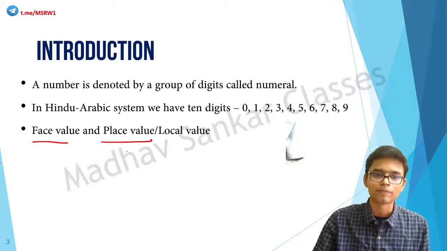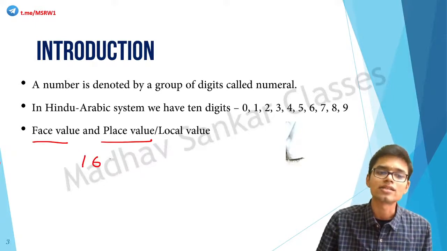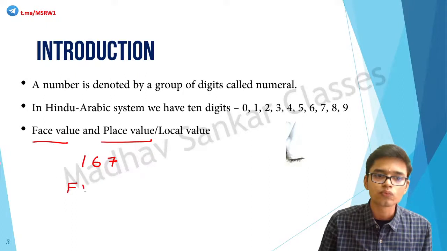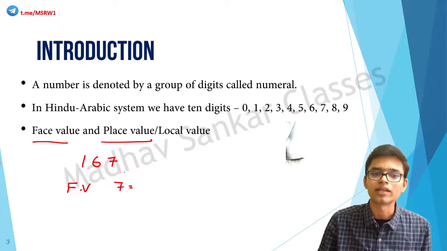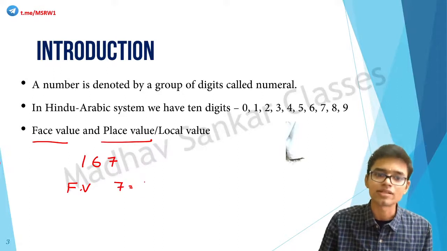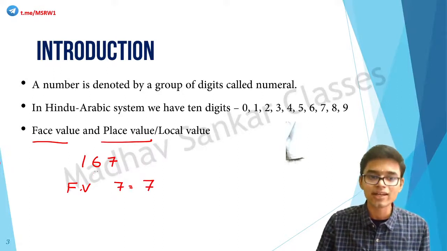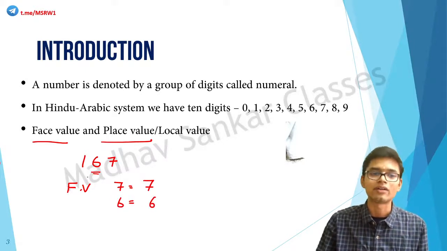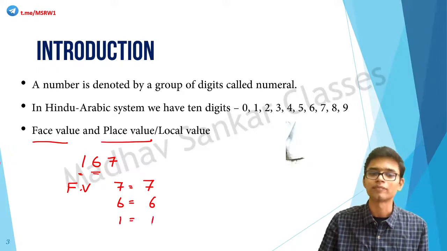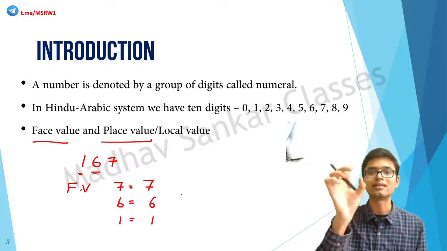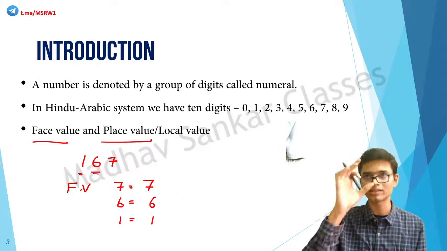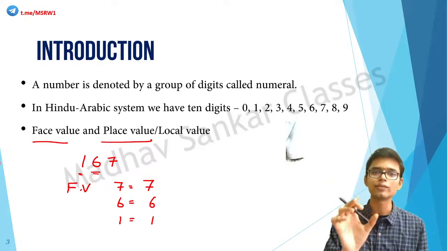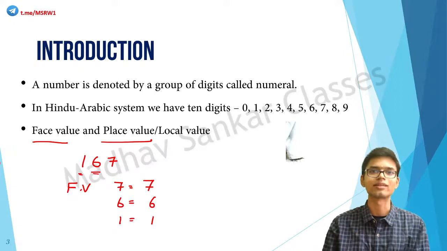Let's take an example. Consider the number 167. What is the face value of 7 in this number? Face value is 7 only. What is the face value of 6 in 167? Face value of 6 is 6 only. And face value of 1 is 1 only. Clear? So the exact value of that digit is known as the face value. Whatever is seen, that's it. We are not going to add the place value to it. So face value means literally the value of that digit, nothing more.